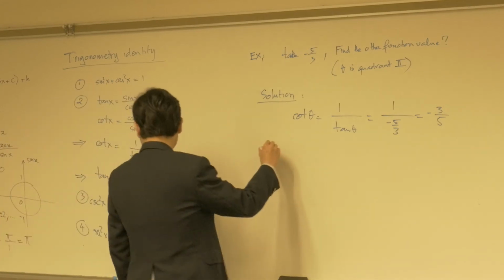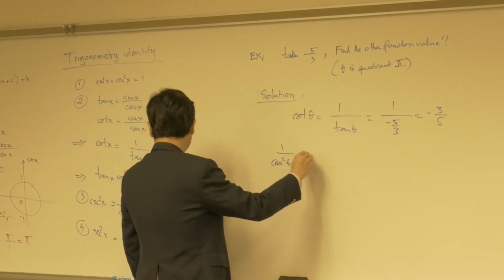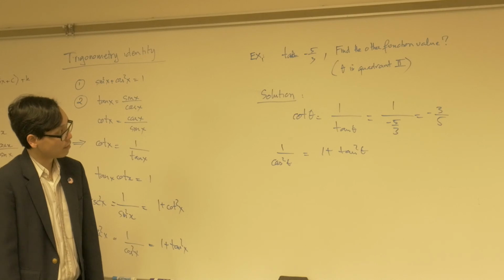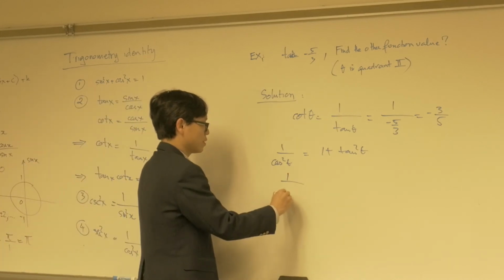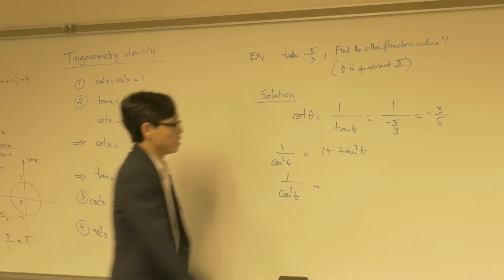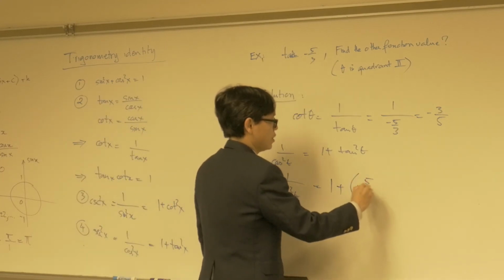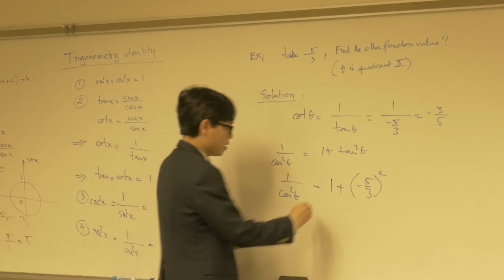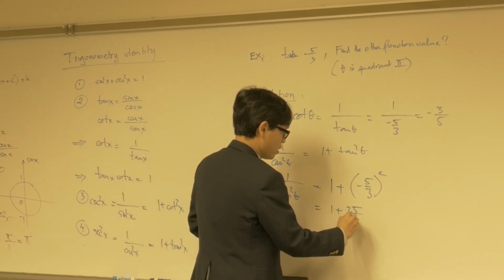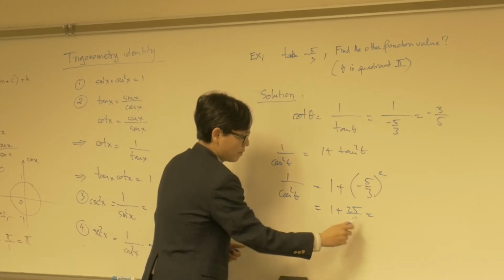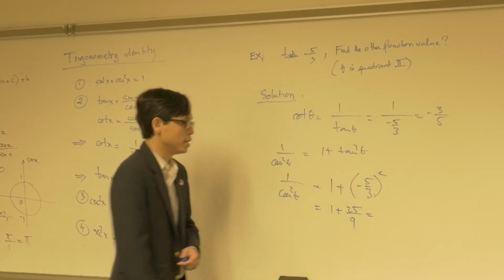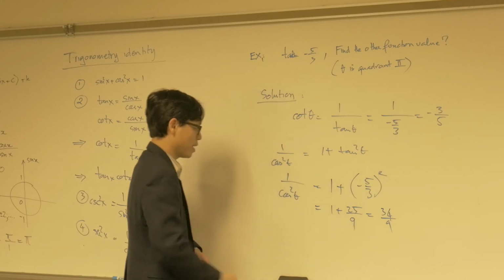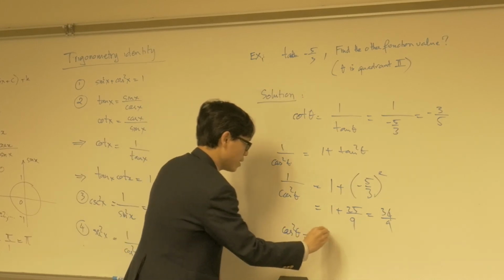We know 1 over cosine squared equals 1 plus tangent squared. So we plug them in: 1 over cosine squared theta equals 1 plus negative 5/3 squared, which is 1 plus 25/9. With the LCD, that gives you 34/9. Then we take the reciprocal, and that gives you 9/34.